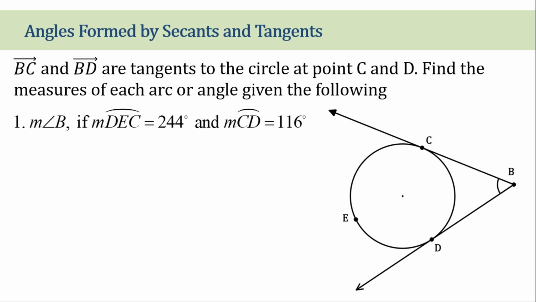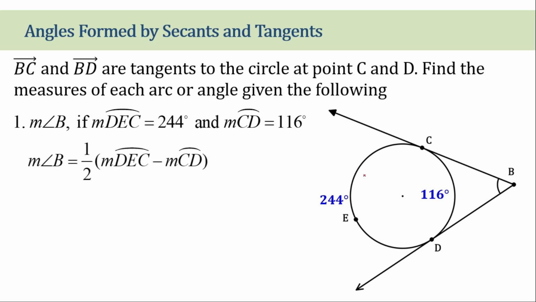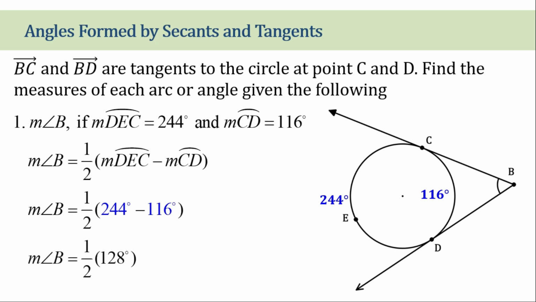Now find angle B if DEC measures 244 degrees and CD is 116. Please bear in mind that the degree measure of the whole circle is equal to 360. So we have a clue that if we add this and this, we should sum up to 360 degrees. And the measurement of angle B is equivalent to 1/2 of the difference of these two. So we have 244 minus 116, that is 128. 1/2 of 128 is equivalent to 64.